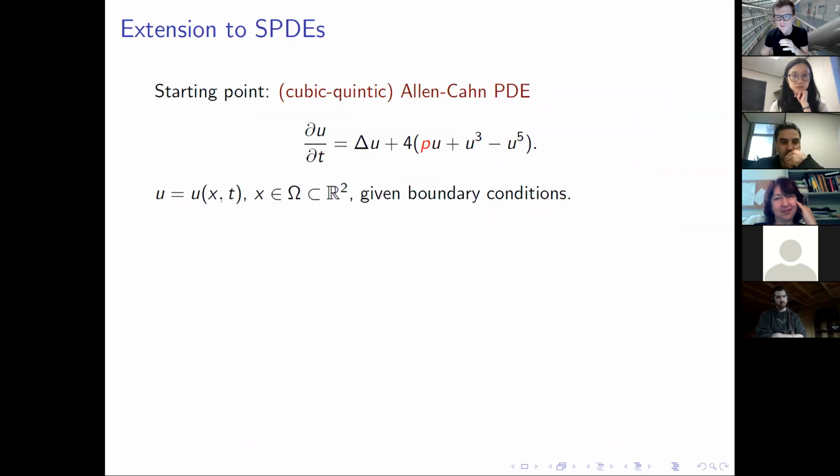You can do this now also for stochastic PDEs. Let me check how much time I have. I guess I can do about 5, 6, or 7 minutes on stochastic PDEs. I guess that should be fine.